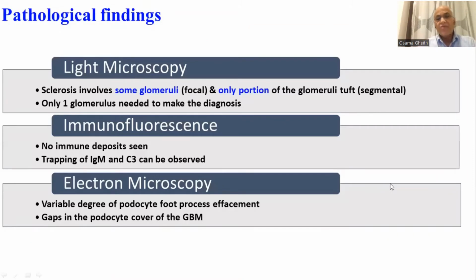Pathologically, in FSGS we can see by light microscopy sclerosis of some glomeruli. This is focal, and only a portion of the glomerulus is affected, this is segmental. So its name came as focal segmental glomerulosclerosis. One glomerulus is enough to make the diagnosis. Immunofluorescence could be negative, but IgM and C3 deposits can also be observed. Electron microscopy, of course, shows a variable degree of podocyte foot process effacement.